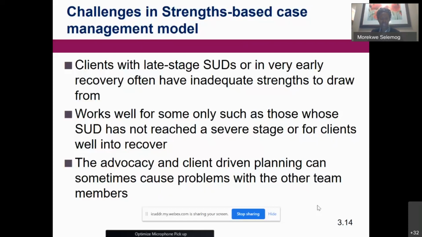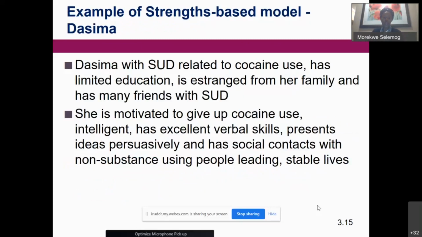The advocacy and client-driven planning can sometimes cause problems with other team members. I know sometimes when we do client-centered work, this also happens when other team members do not necessarily understand the type of model that you are using, and they would think that the client is just given the go-ahead to do everything that they want to do. But it's not necessarily that, and therefore it's one of the things we should keep in mind when working in a team: that we make sure all our team members understand the model of case management that we are utilizing.